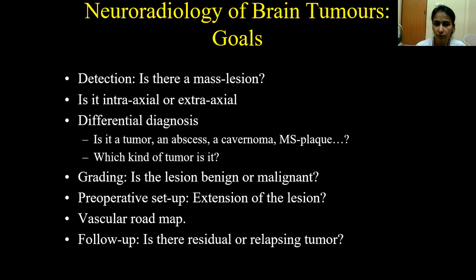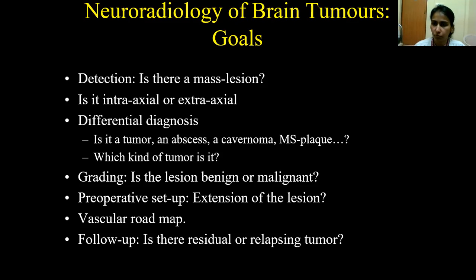For example, if it is preoperative, we have to imagine ourselves in the place of the surgeon. We have to find out the extension of the lesion so that we can help the surgeon in planning the surgery. And we have to find out the vascular roadmap. For example, what vessel is supplying this tumor.